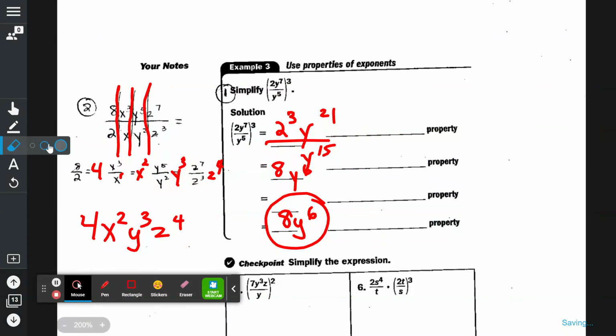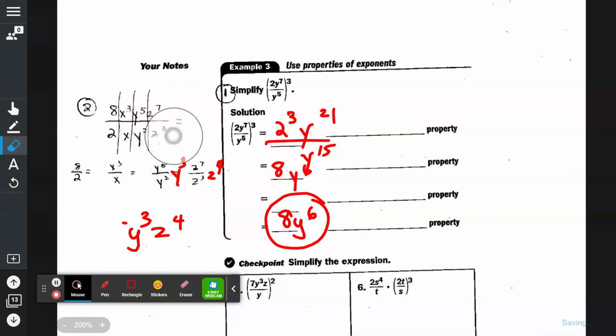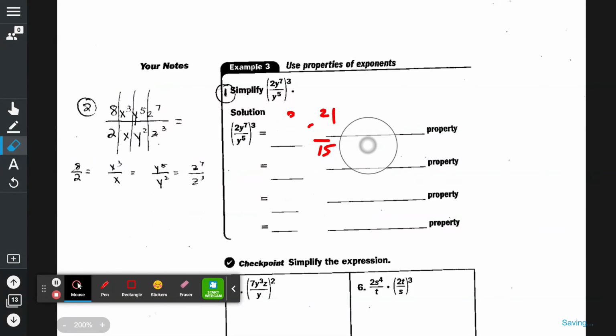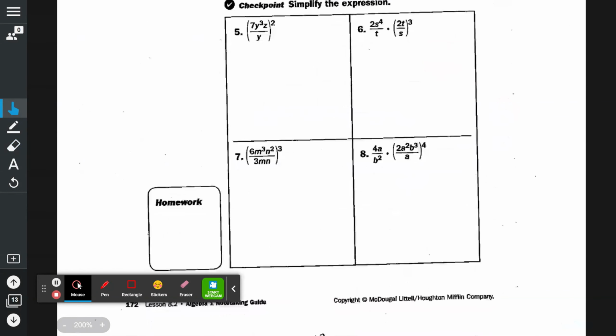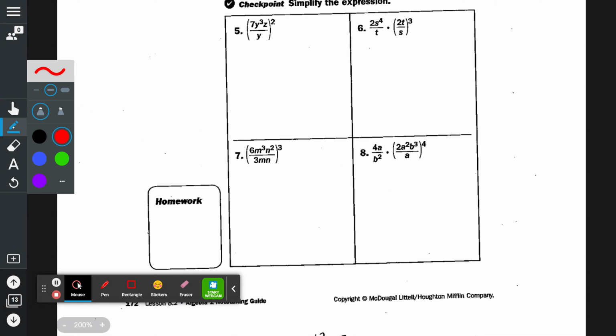Okay, so now you go ahead and stop the video and do the checkpoints. And when you're done, turn the video back on and see if you have answers that agree with me.